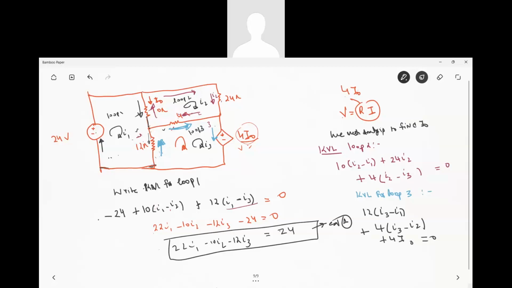But can you carefully see what your I naught actually is? If you look at the I naught value, I naught there is, okay.